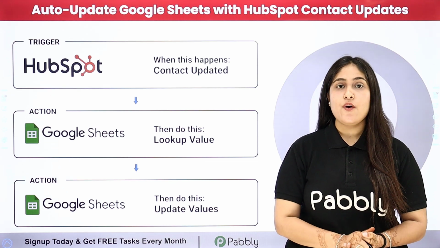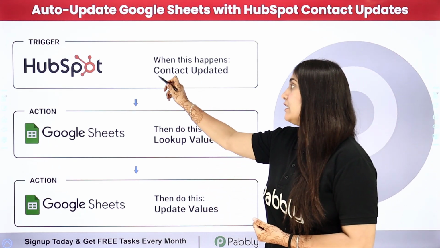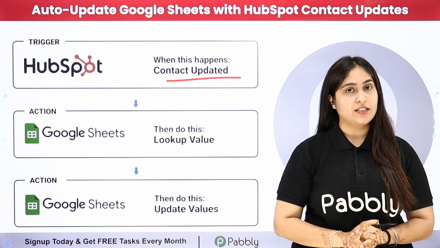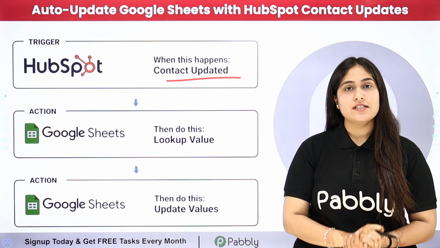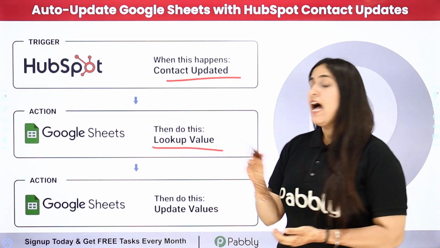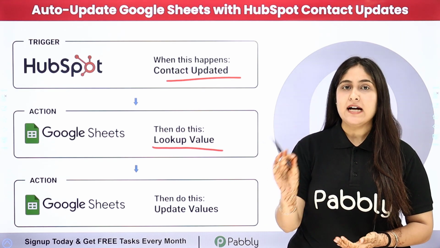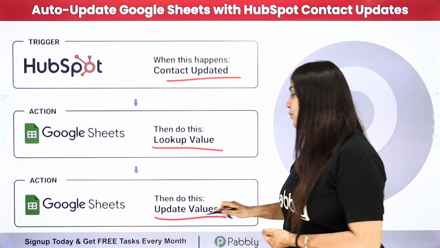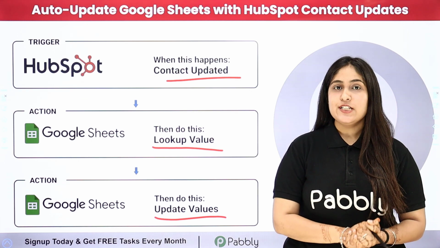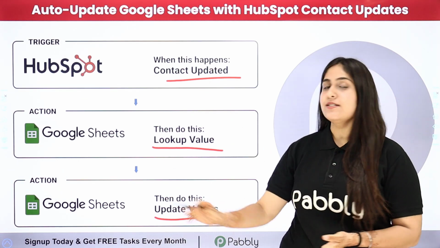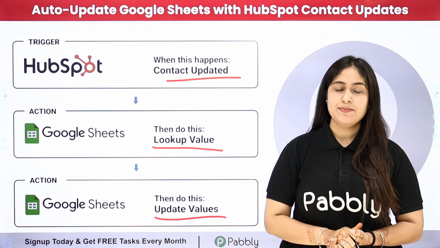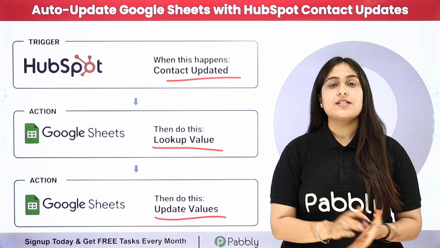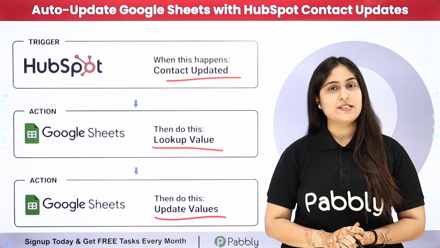So here in this case I want whenever I update a new contact detail of my existing customer in my HubSpot account, then automatically it should search for the value in my Google Sheets, and after searching for the value, automatically that value should be updated in my Google Sheets row. So here to build this connection, I need to connect these applications using an automation software named Pabbly Connect. So to learn this process step by step, let me take you to my screen.